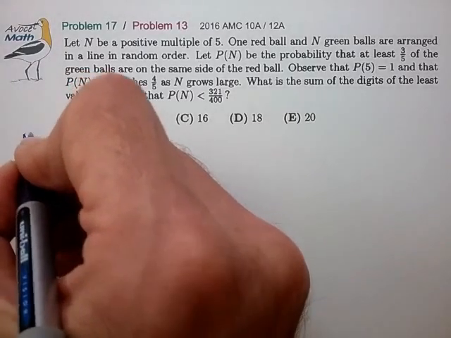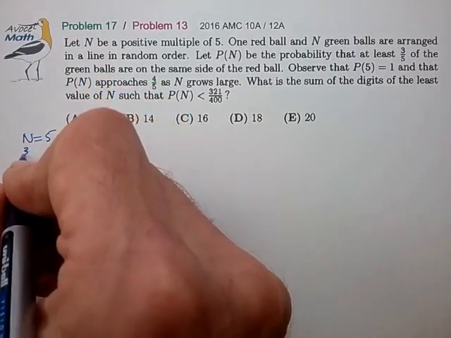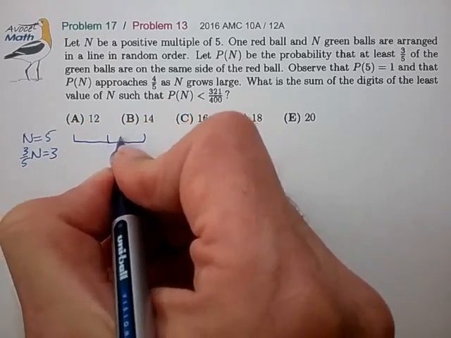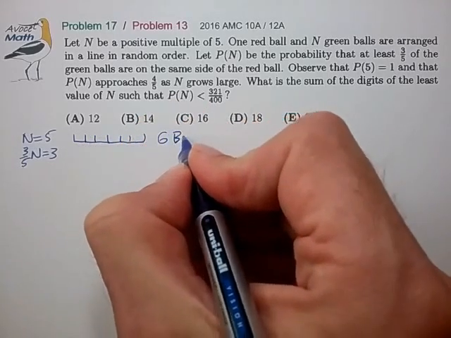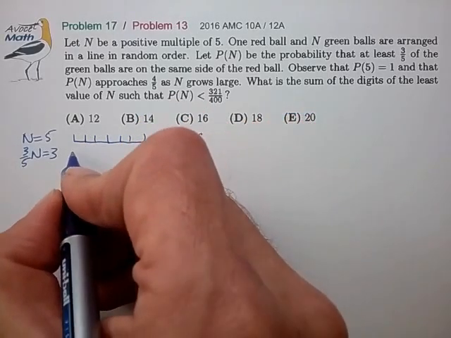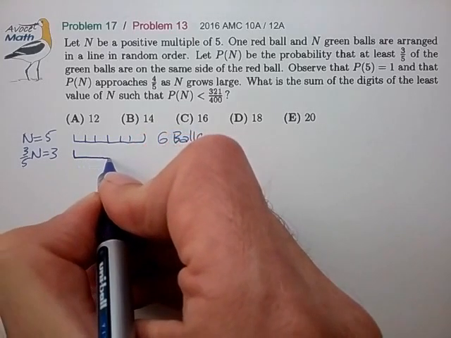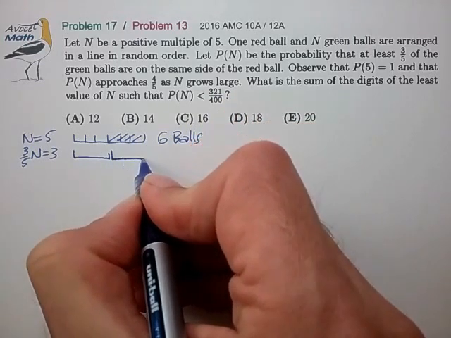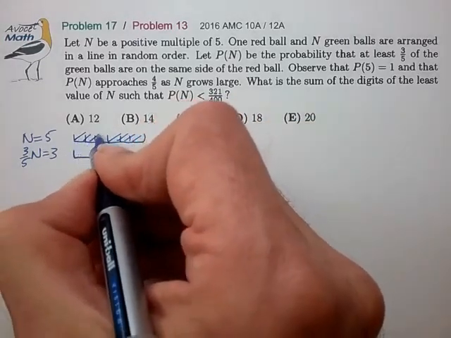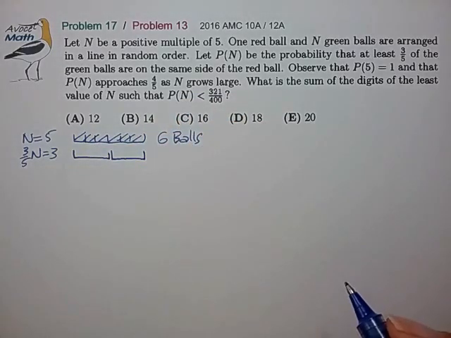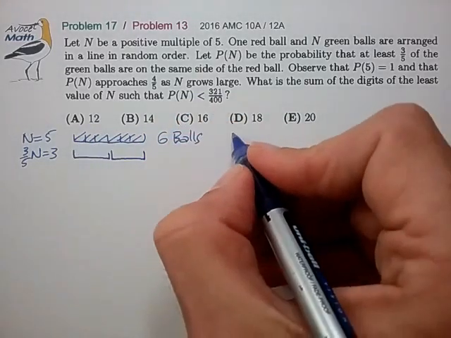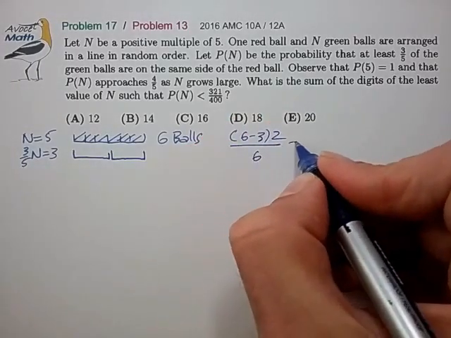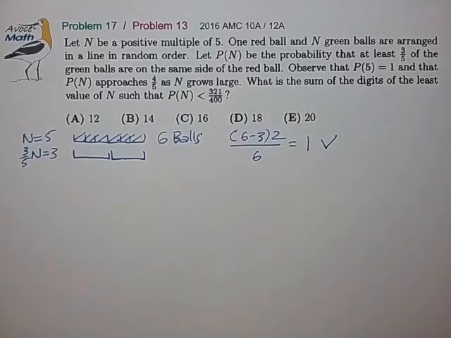Let's look at the smallest value of n. N is equal to 5. So this threshold value, 3/5 n, is equal to 3. And we have 6 balls in total. The condition that the green balls are to the left specifies that the red ball has to be over here, and that 3 green balls are to the right specifies that the red ball has to be over here. And so we can calculate the probability now as the shaded region, 6 minus 3 multiplied by 2, divided by the total number of balls, and that's equal to 1. And that checks out, so that looks encouraging.